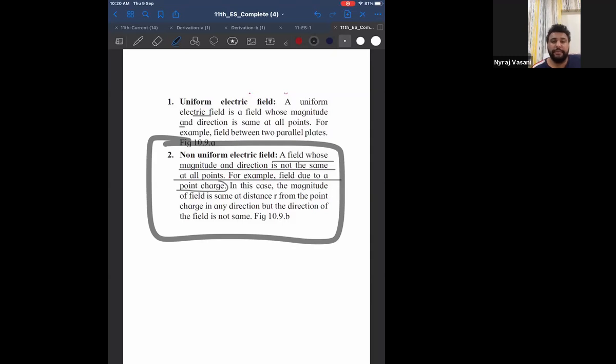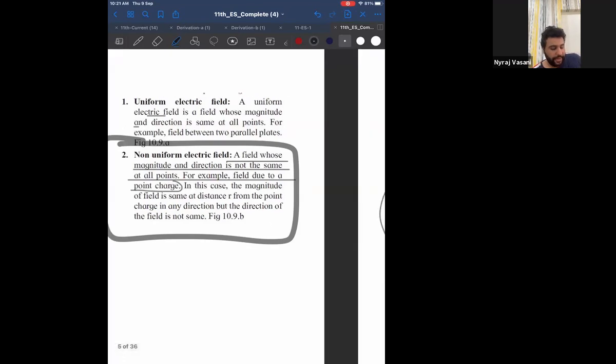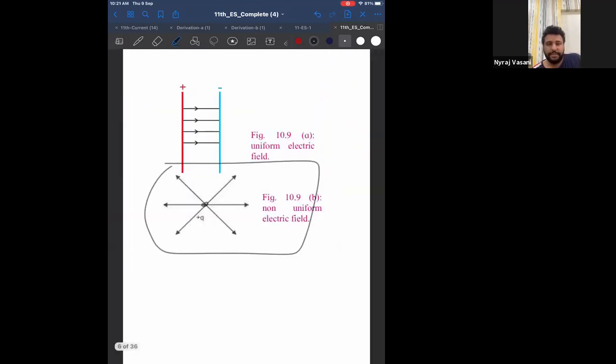What is uniform electric field? Electric field which has same magnitude and direction. Example, parallel plate, because it is uniform. What is non-uniform electric field? The electric field which is not uniform. That means it has different magnitude and direction. For example, a point charge. So this is the first question.